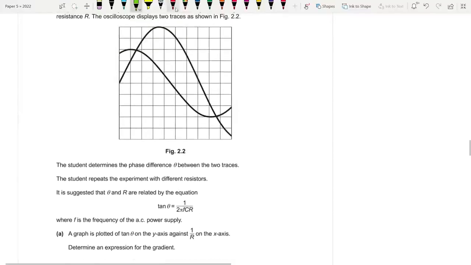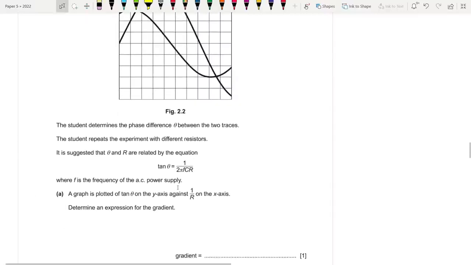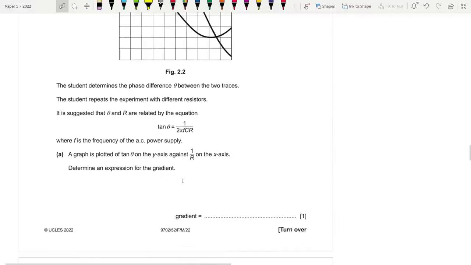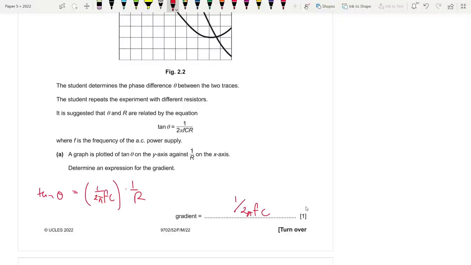The student repeats the experiment with different resistors. It is suggested that theta and R are related by this equation, where f is the frequency of the alternating current power supply. A graph is plotted of tan theta on the y-axis and 1 by R on the x-axis. Determine expression for gradient. So tan theta is equal to 1 by R into, what else is left? 1 divided by 2 pi fC. Okay, so that is our gradient, 1 divided by 2 pi fC. This is it. Okay, this is our gradient.